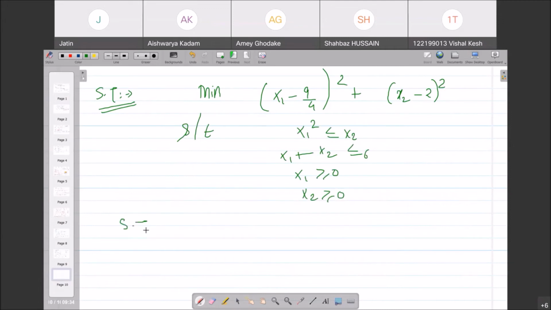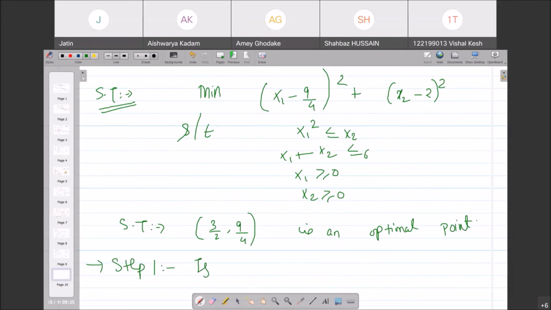Show that (3 by 2, 9 by 4) is an optimal point. Whenever you want to show something or find something, the first thing is to check whether the given problem is a CPP or not. So step 1: the given problem is a non-linear programming problem because the degree is not 1. Is the given NLP a CPP? That's the first question.